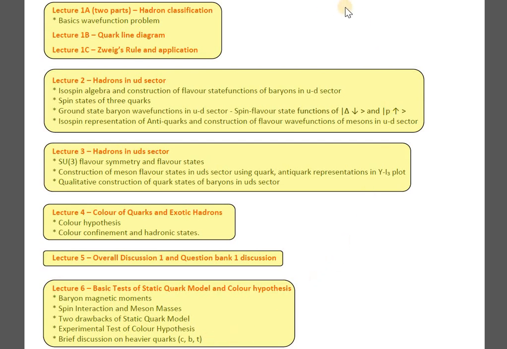And in this page you can see the various topics which have been covered in my lectures so far, including the last lecture where we have a detailed discussion on the overall course, and I have used my website to discuss about these topics, and also we have discussed the question bank 1 on the quark model, and this question bank basically covers the lectures up to this 1A, 1B, 1C, 2 and 3. These are the parts which have been covered.